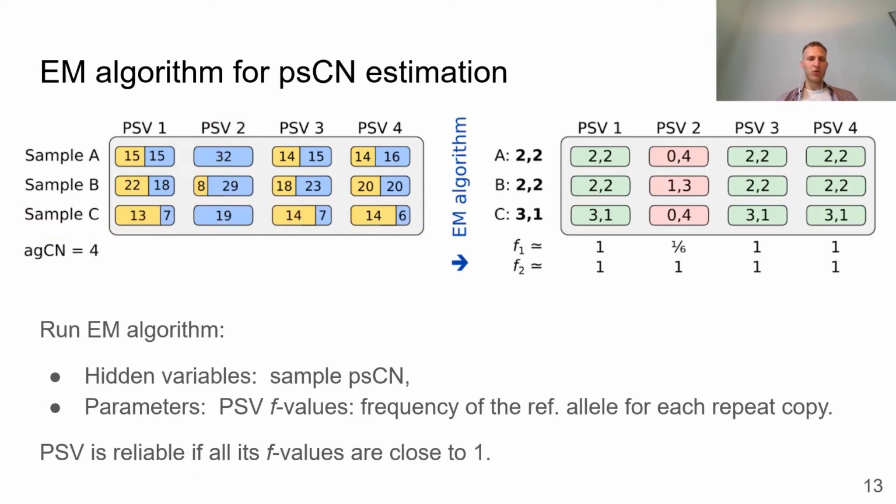Because of that, we use an EM algorithm where paralog-specific copy number is a hidden variable and PSV F values are parameters, and F values are frequencies of the reference allele for each repeat copy. And what is important is that if a PSV is reliable, then all its F values are close to 1.